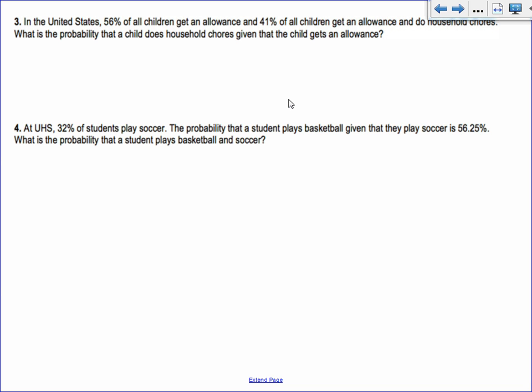I see. All right, here we go. So in the United States, 56% of all children get an allowance, and 41% of all children get an allowance and do chores. Shh, guys. What is the probability that a child does household chores given that the child gets an allowance? So we set it up. We know it's a conditional one. So we're saying probability of chores, given that they get an allowance.